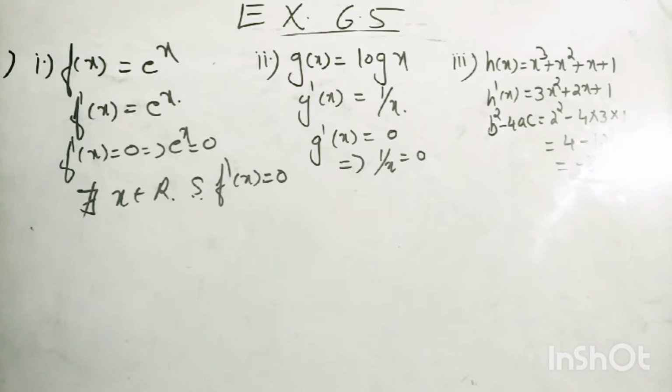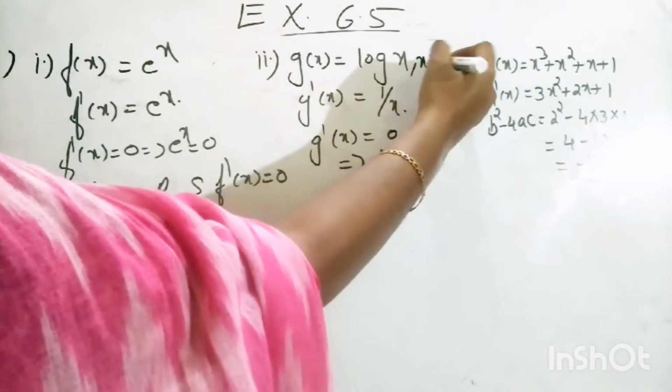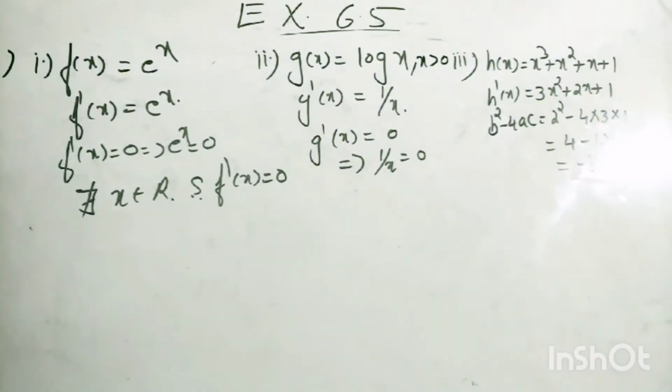Since log x is defined for only positive numbers, we cannot find a value of x such that 1 by x is equal to 0. Therefore, the function g of x is equal to log x does not have maxima or minima.